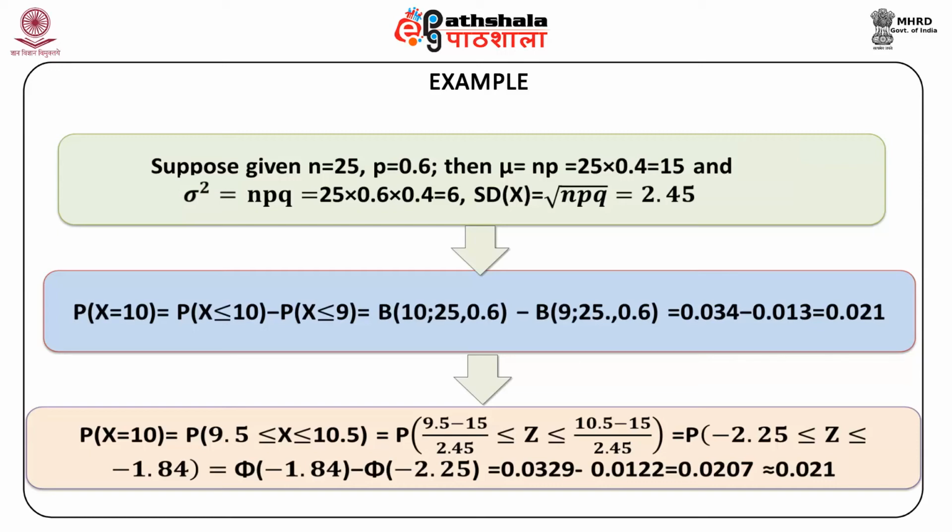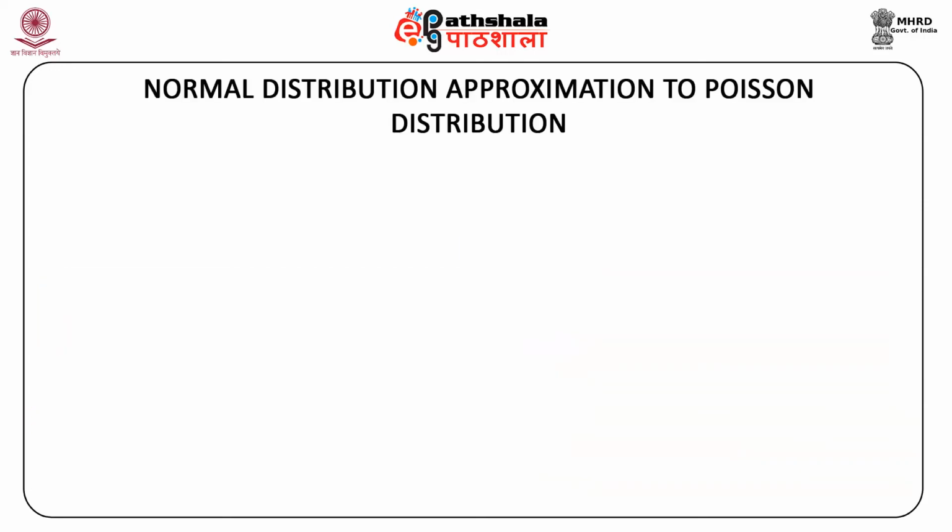Generally speaking, if the binomial probability is not too skewed, the normal distribution provides a good approximation. In practice, if both np and n(1 - p) are greater than or equal to 10, the approximation is considered to be acceptable. Normal distribution approximation to Poisson distribution.